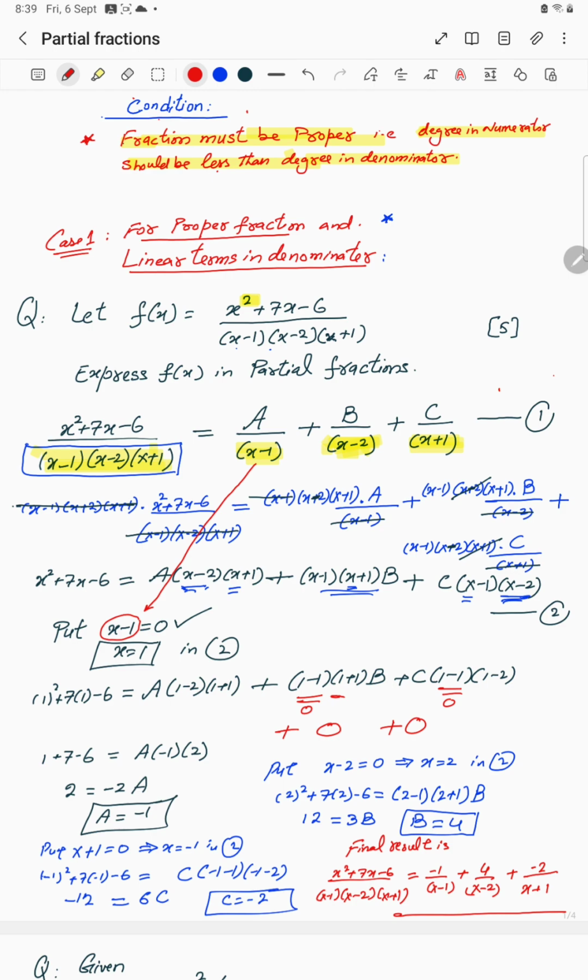I hope it is clear. So this is case 1, when you encounter linear terms in the denominator and the fraction is proper. Let's proceed to the next question and see case 2, when the fraction is not proper but the terms are linear.